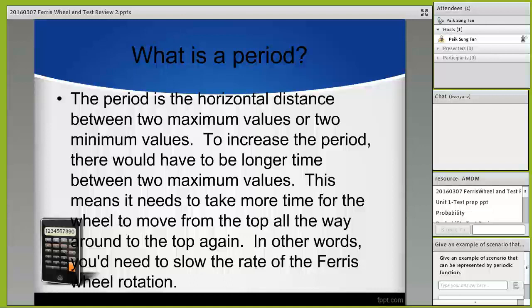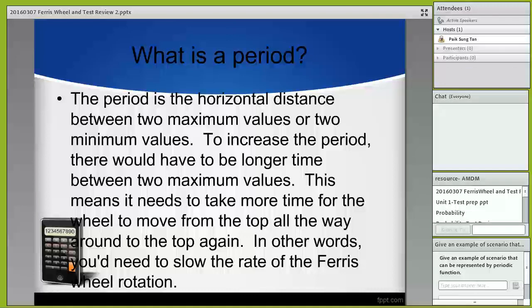What is a period? Because we're talking about periodic functions. Okay, the period is the horizontal distance between two maximum values or two minimum values. To increase the period, there would have to be a longer time between two maximum values. So you might come across a question: how do I increase the value of the period? You will say, okay, I'll do this slower. Something that happens over a longer period of time will have a bigger period.